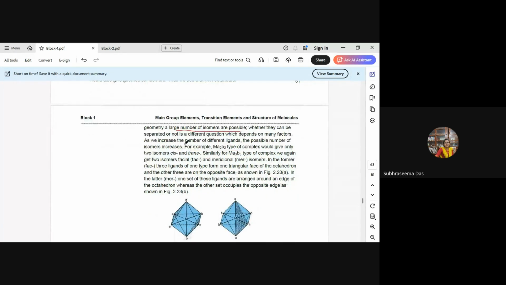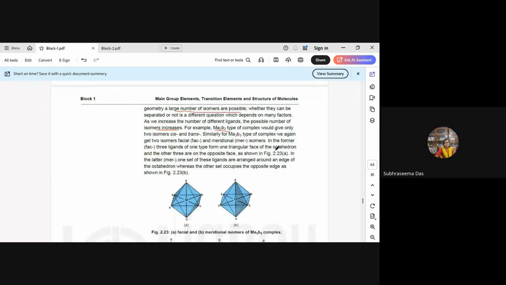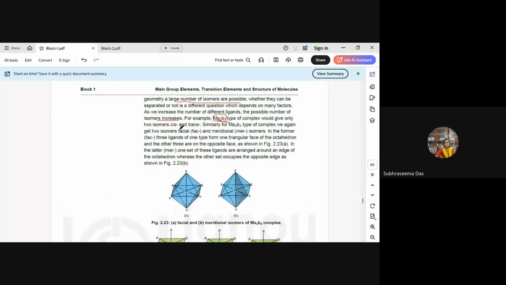So as we increase the number of ligands, the possible number of isomers also increases. For example, we will see the Ma2B2 type. This type of octahedral complex will always give two isomers, like here, one is the cis isomer and the other is the trans isomer.